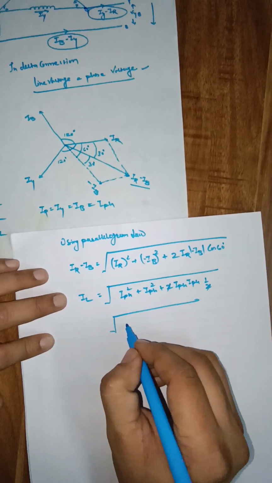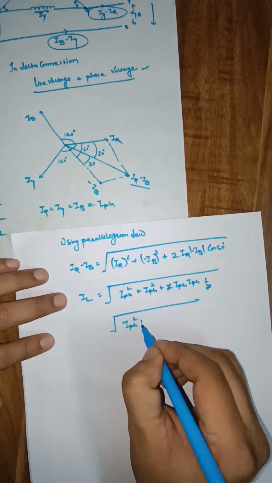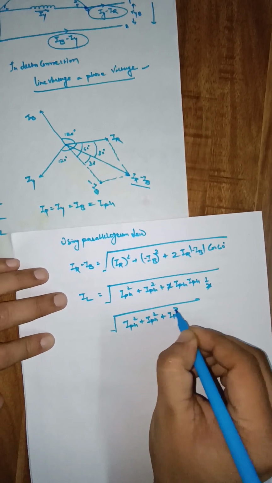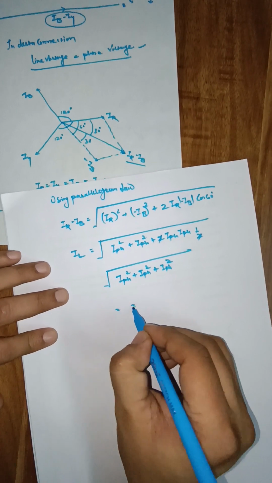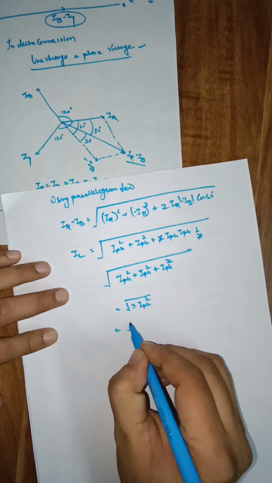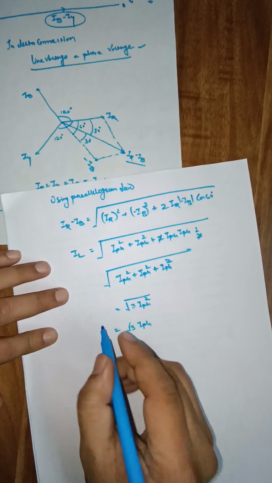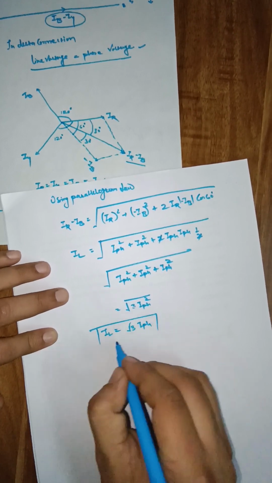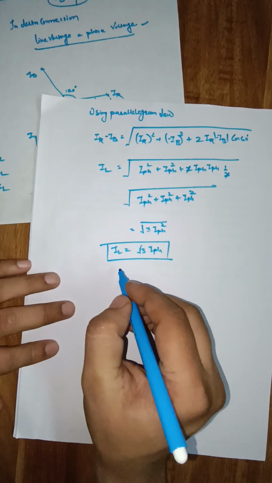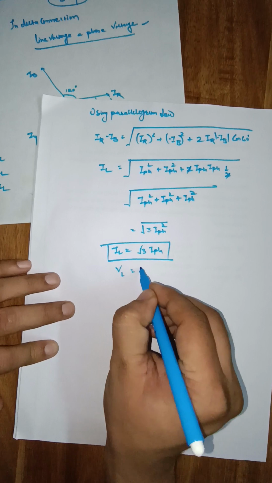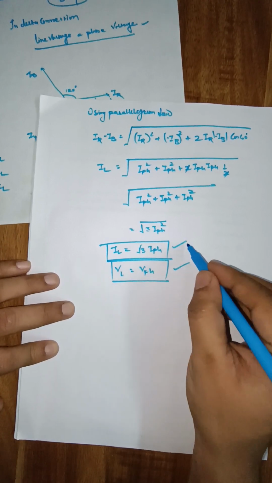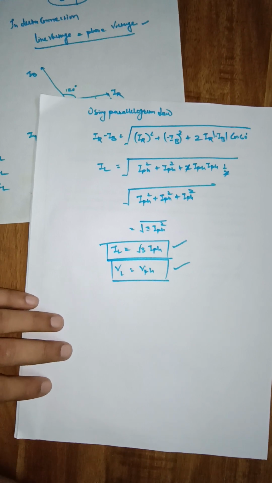So it will become IPH square plus IPH square plus IPH square. So it will be equal to 3 IPH square under root. So it will be root 3 IPH. IL will be equal to root 3 IPH. So this will be the relation for line current and phase current. And what is relation between line voltage and phase voltage? VL is equal to VPH. This is your line current and line voltage.